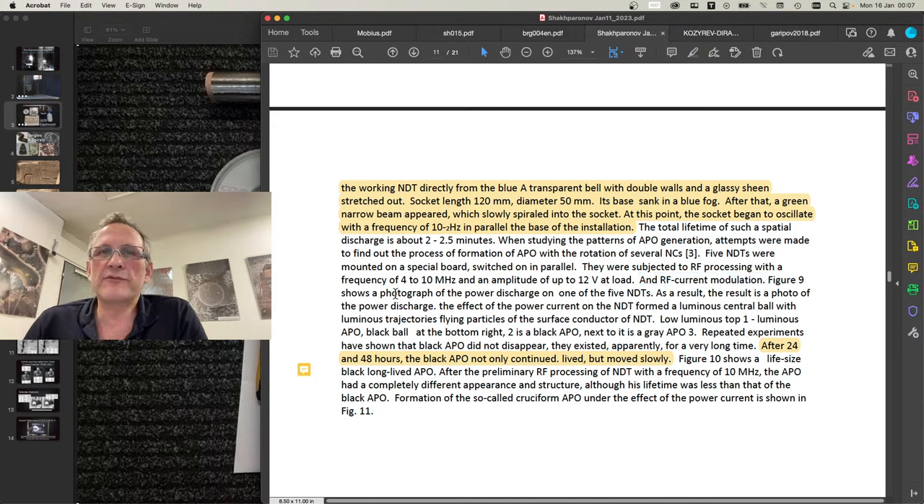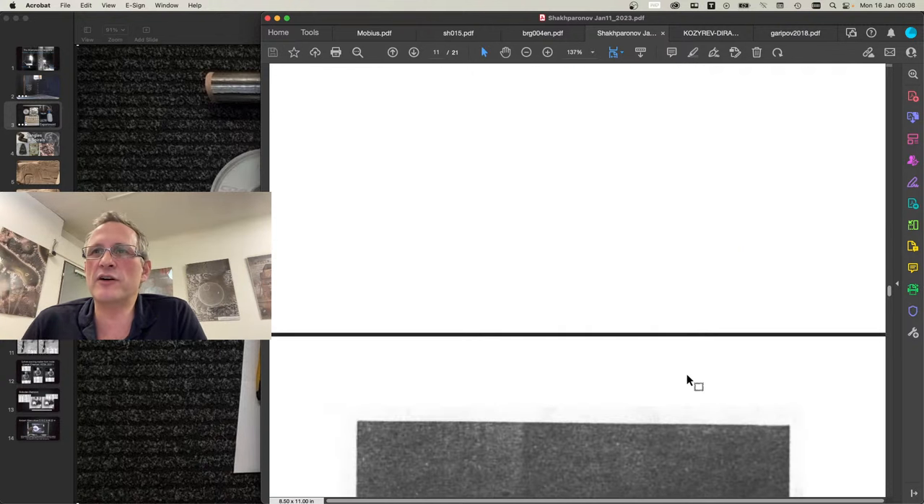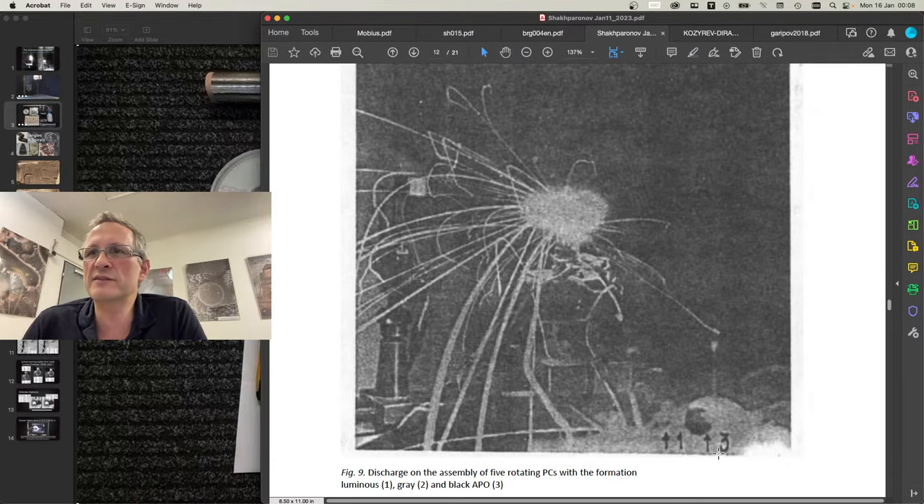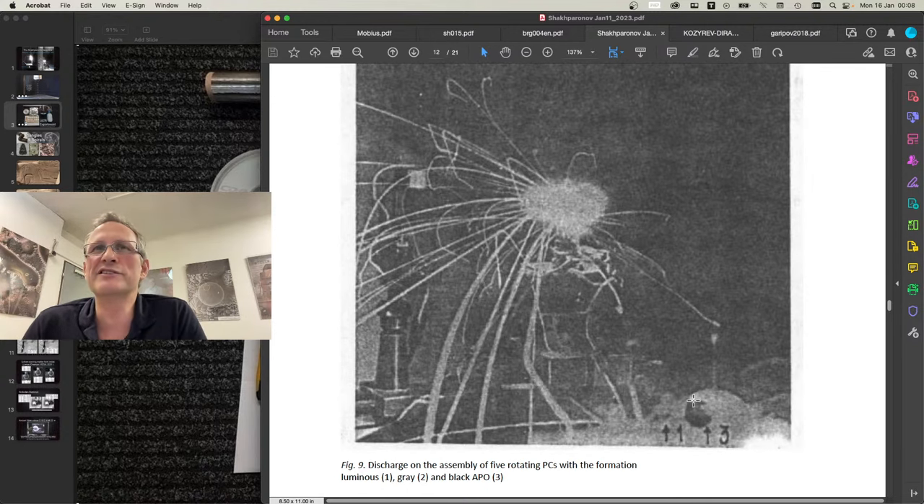Figure 9 shows a photograph of the power discharge on one of the five Mobius strips. The effect of the power current on the Mobius strip formed a luminous central ball with luminous trajectories of flying particles from the surface conductor of the Mobius strip. Low luminous, luminous. Okay, so there was a range of different things: luminous, high luminous, and grey. But you can't see it in this image, which is a great shame.